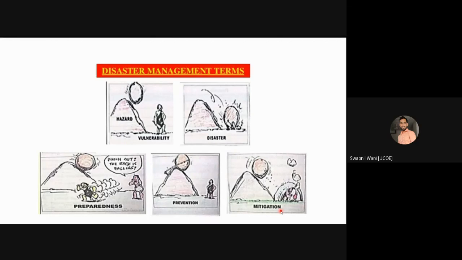By doing all this, we can automatically reduce the impact of a particular event or hazard. I guess you all understand these three terms, that is, pre-disaster. We'll discuss all this in much more detail in further lectures.